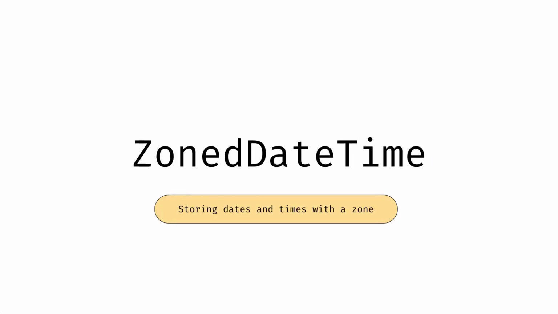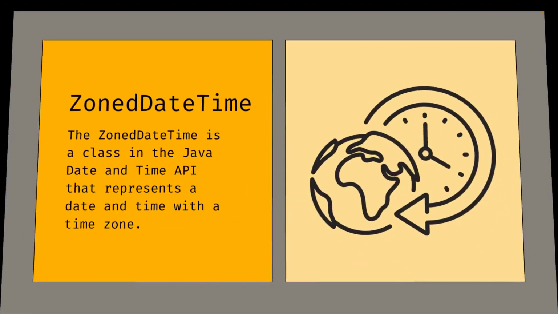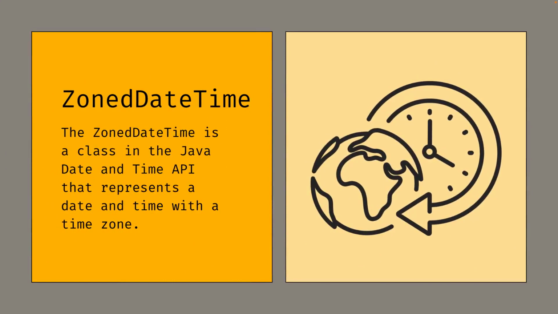If you need to pick a universal moment rather than a time, you have to go with ZonedDateTime. The ZonedDateTime is a class in the Java Date and Time API that represents a date and a time with a time zone. It is also part of the java.time package, like the others. Let's move over to IntelliJ and see various ways of creating a ZonedDateTime.